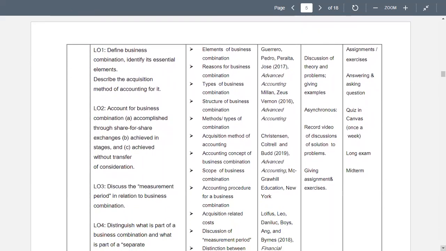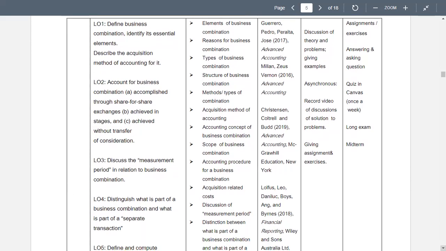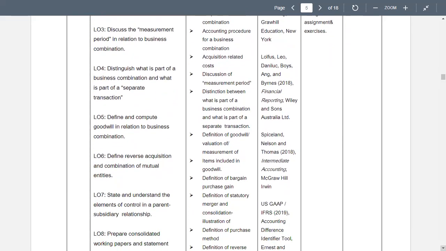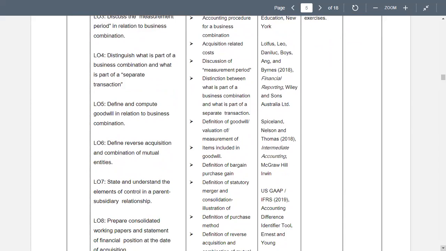Now we have learning objective 1: define business combination, identify its essential elements, describe the acquisition method of accounting for it. Then two, account for business combination accomplished through share exchanges, achieved in stages, and achieved without transfer of consideration. 3. Discuss the measurement period in relation to business combination. 4. Distinguish what is part of business combination and what is part of the separate transaction. 5. Define and compute goodwill in relation to business combination.